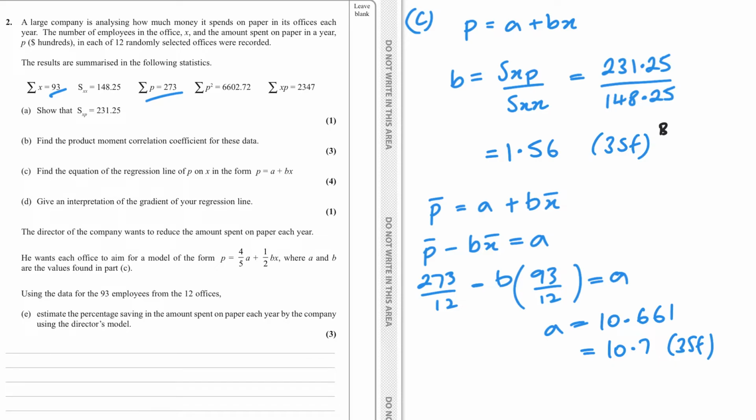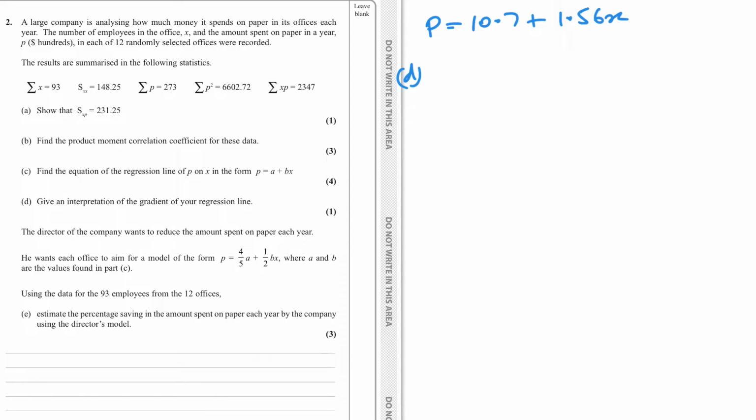And again, I'm going to store that in my calculator. I'm going to store that as A. Now I can write down what my equation is. So it's P equals 10.7 plus 1.56x.